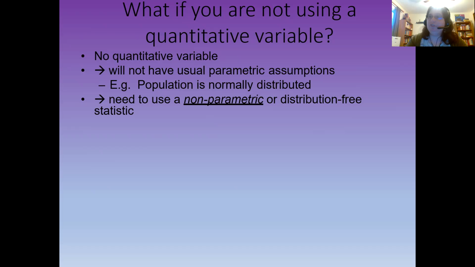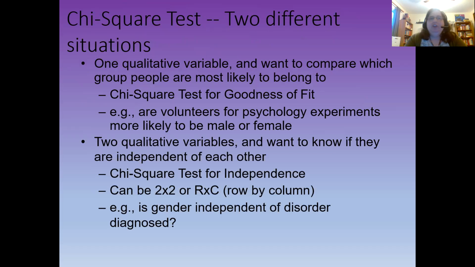Now, we have used some of those non-parametric statistics so far, right? I'm sure you recall that we've used the Mann-Whitney U, and we used the Friedman and a host of others, Kruskal-Wallis, etc. But this one is special because it has no quantitative variables involved. Okay.